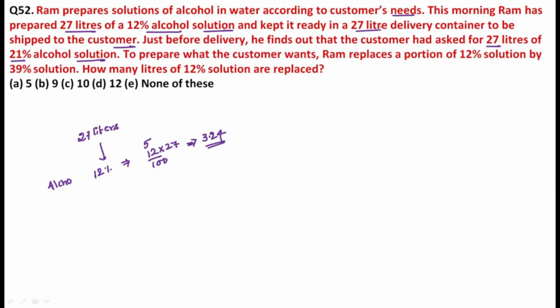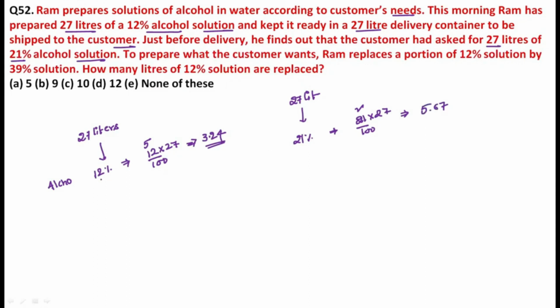But it is kept ready for the 27 liters delivered to the container. But the customer needs, out of 27 liters, the alcohol content to be exactly 21 percent. Guys, observe, what is the 21 percent value? So 21 into 27 by 100. Again, you just multiply. 27 ones are 27, 2 carry forward, 27 twos are 54, 54 plus 2 is equal to 56. Now the value becomes 5.67.